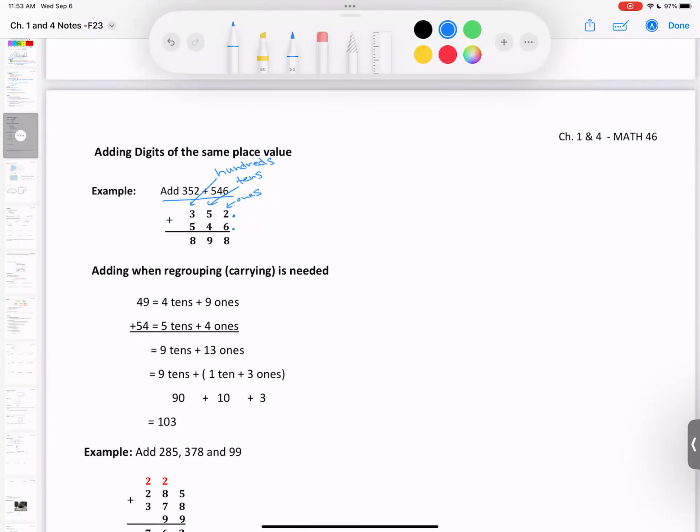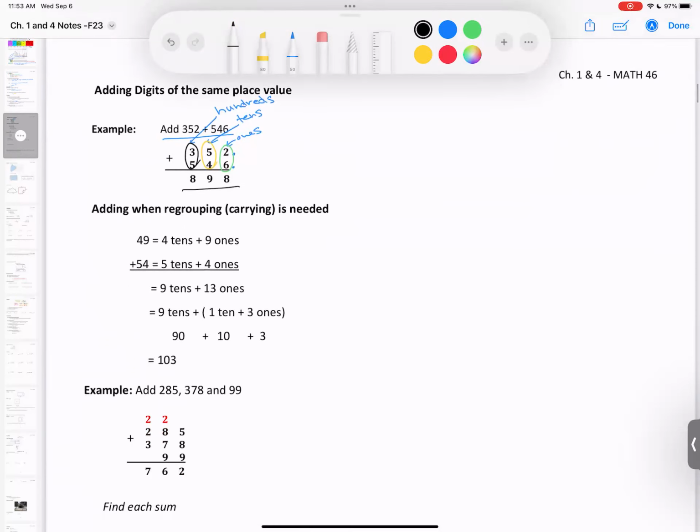So let's look at that first column there on the right. We go 2 plus 6, that gives us 8. Okay, we can go down that next column, 5 plus 4, and we get 9. And then we can go down that third column, 3 plus 5 gives us 8. Okay, and so that ends up giving us an answer of 898. Okay, what if we need to regroup? What if the math doesn't end up being that easy?